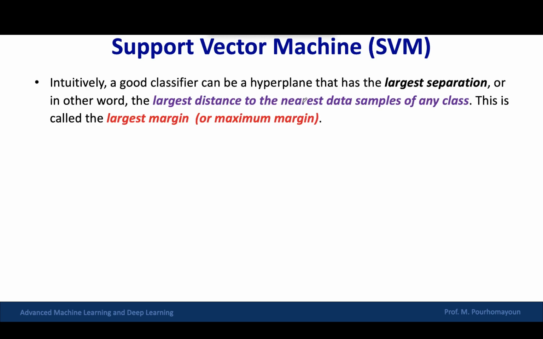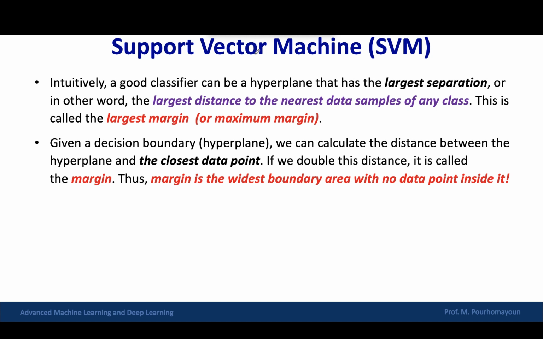So a good classifier can be a hyperplane. Again, a hyperplane in 2D is a line. In 3D, it is a plane. In more than three-dimensional space, we call it a hyperplane in general. That has the largest separation, or in other words, the largest distance to the nearest data sample of any class. This is called the largest margin.